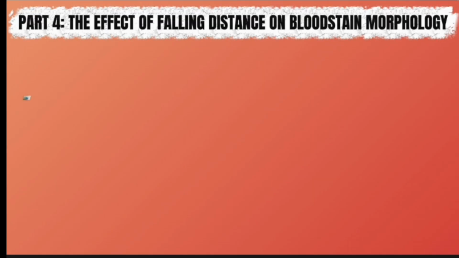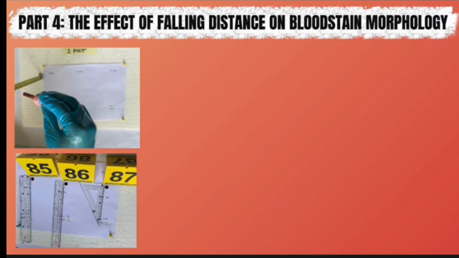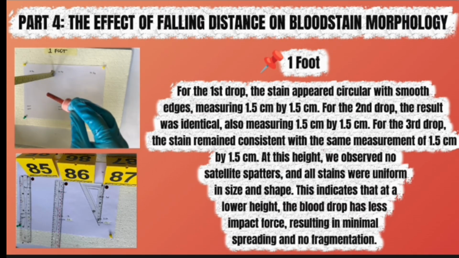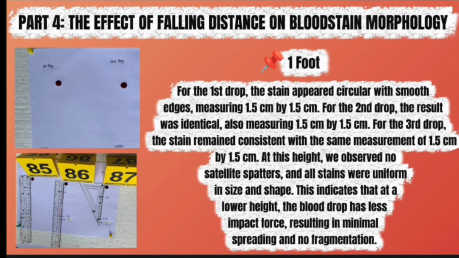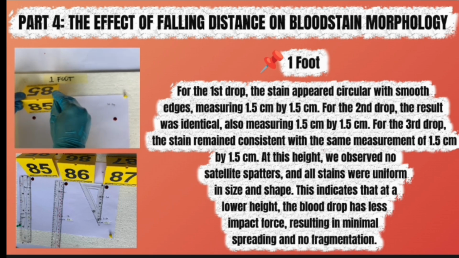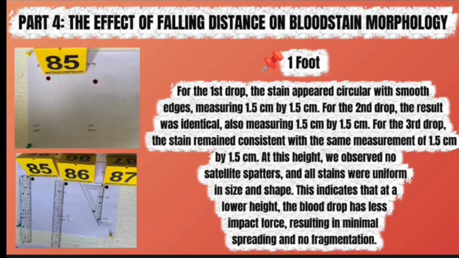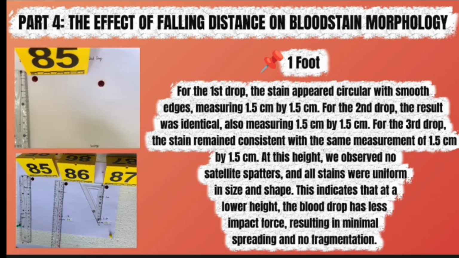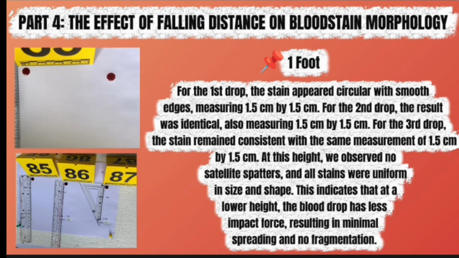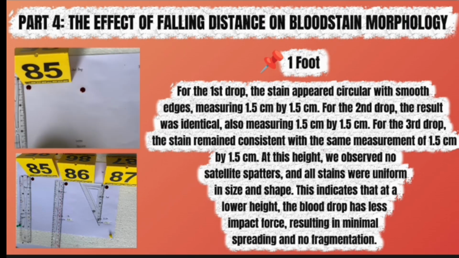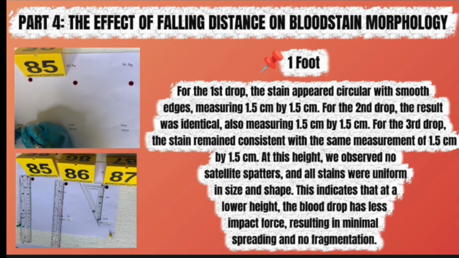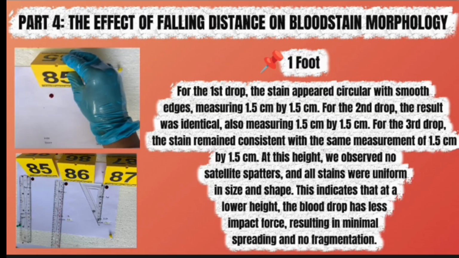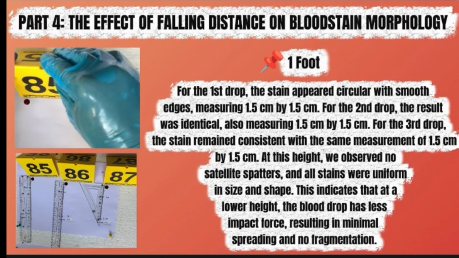Part 4. The effect of falling distance on blood stain morphology. 1 foot. For the first drop, the stain appeared circular with smooth edges, measuring 1.5 cm by 1.5 cm. For the second drop, the result was identical, also measuring 1.5 cm by 1.5 cm. For the third drop, the stain remained consistent with the same measurement of 1.5 cm by 1.5 cm.